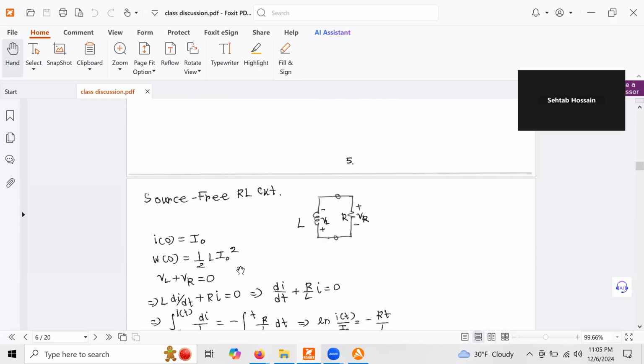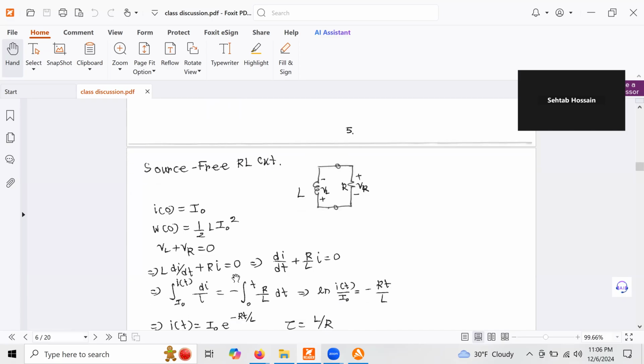Okay, so let's talk about the source-free RL circuit. So this is a source-free RL circuit over here. For the initial condition, we have initial current I0, then the initial energy is half L I0 square. If we apply KVL in this circuit, VL plus VR will be equal to 0, then we express VL and VR in this format. Then we do a little bit of math over here to express it in calculus format. So we express it in this way.